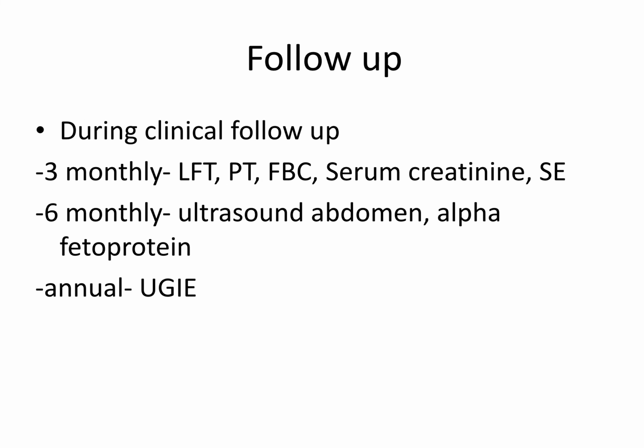So during the follow-up of this patient, right, we have to do certain investigations. So 3 monthly we do liver function tests, prothrombin time, full blood count, serum creatinine and serum electrolytes, and then 6 monthly we have to do the ultrasound abdomen and alpha fetoprotein to check whether the patient is having hepatocellular carcinoma, and then annually we have to do upper GI endoscopy to detect varices or variceal bleeding.